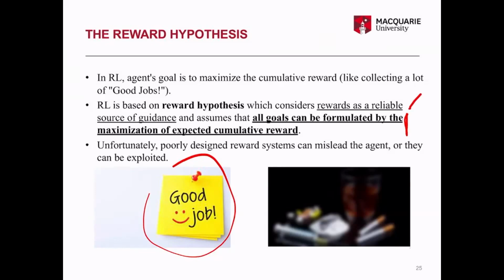The other minor thing is that we consider rewards as a reliable source of guidance. And unfortunately, poorly designed reward systems can mislead the agent, or they can be exploited. A good example of that among humans is drugs and things that are pleasurable, but not really rewarding in the long term. These are also exploits and flaws with reward systems.